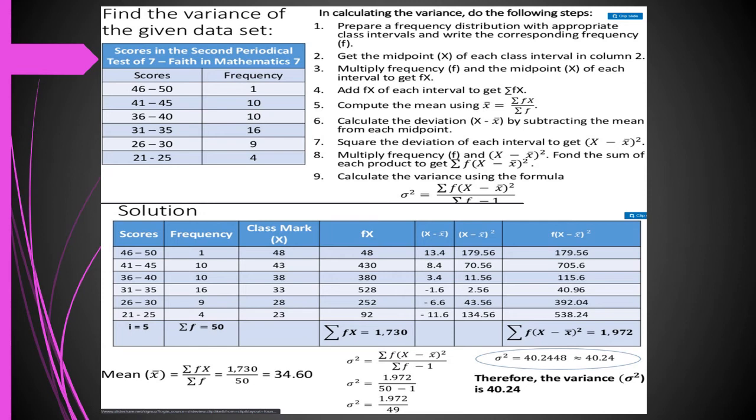So for example, find the variance of the given data set. So we have the table. First you need to do the steps. These are the 9 steps in calculating the variance. After you have the table, as you can see on your screen, you already have the values that you need to substitute into your formula. Once you have those values, simply substitute them into the formula. Therefore, in this given example, our variance is 40.24.